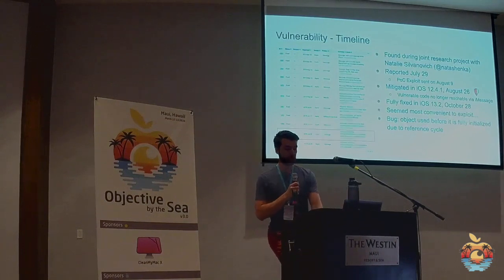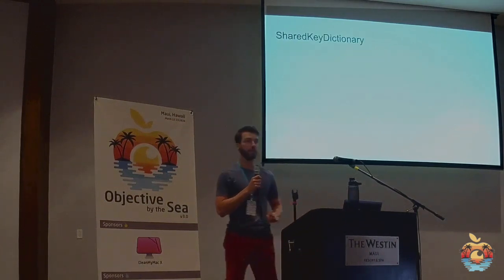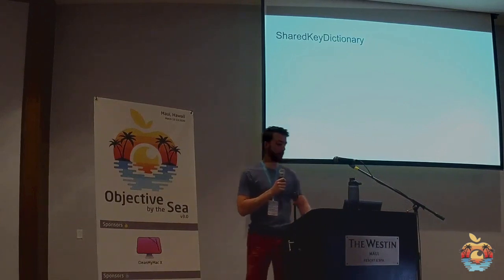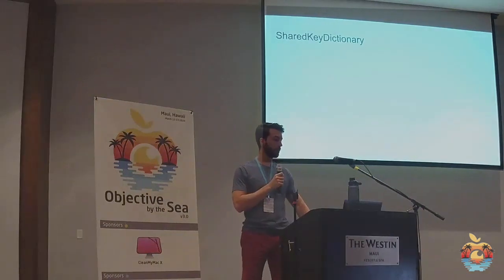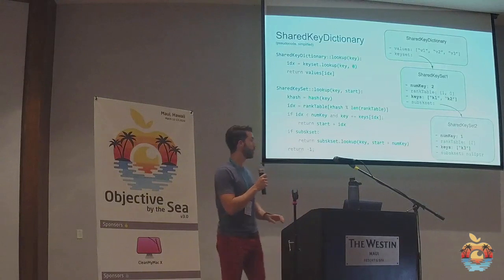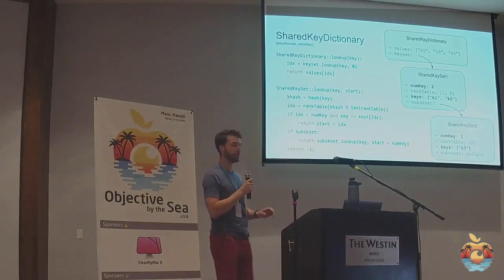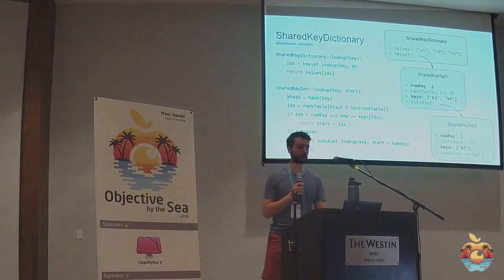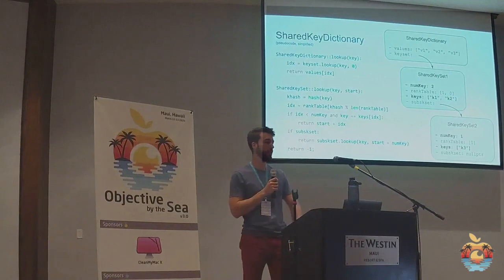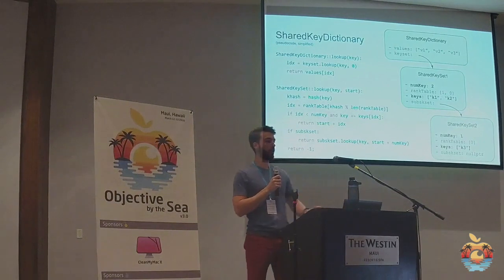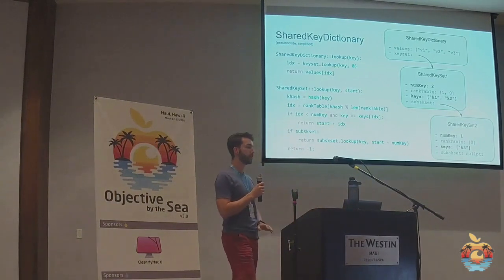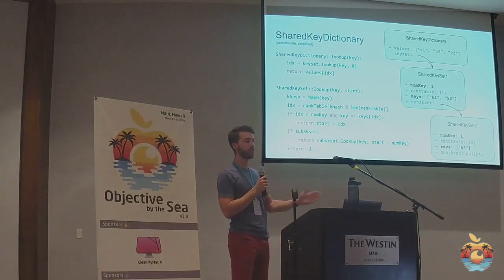Right, so let's take a look at the bug. It's a cool Objective-C memory corruption bug. What we have to know first is what a shared key dictionary is. It's a subclass of NSDictionary, and that's why it can be decoded. It's a dictionary, so it's supposed to map keys to values.